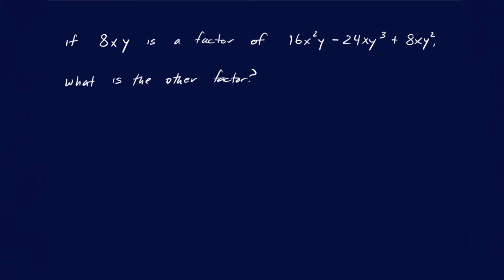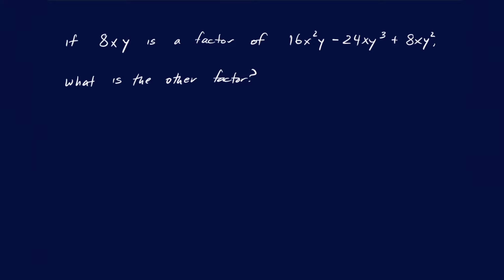So now we can jump into the next example. We're going to do, if 8xy is a factor of 16x squared y minus 24xy cubed plus 8xy squared, what is the other factor? So basically, we're going to do the same exact thing. We're going to go ahead and divide this expression right here by 8xy to find the other factor.